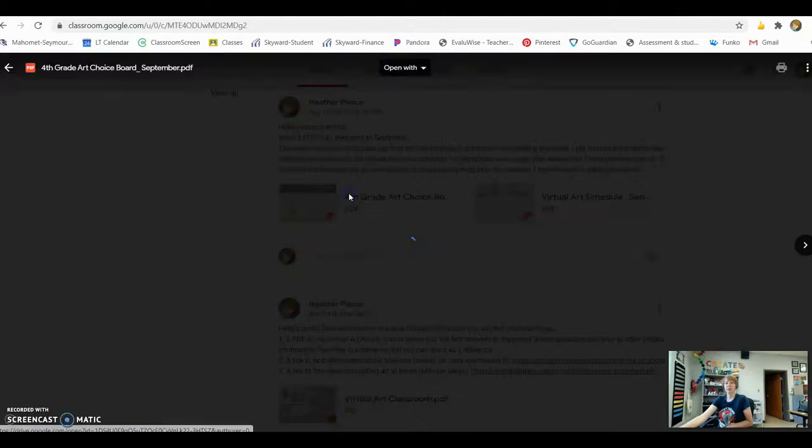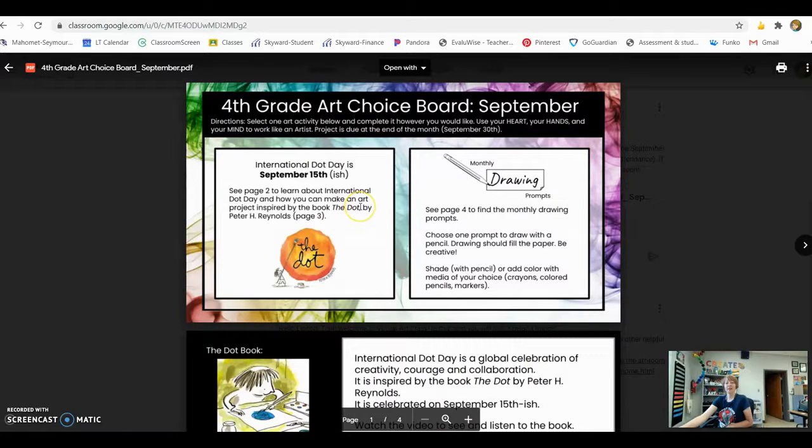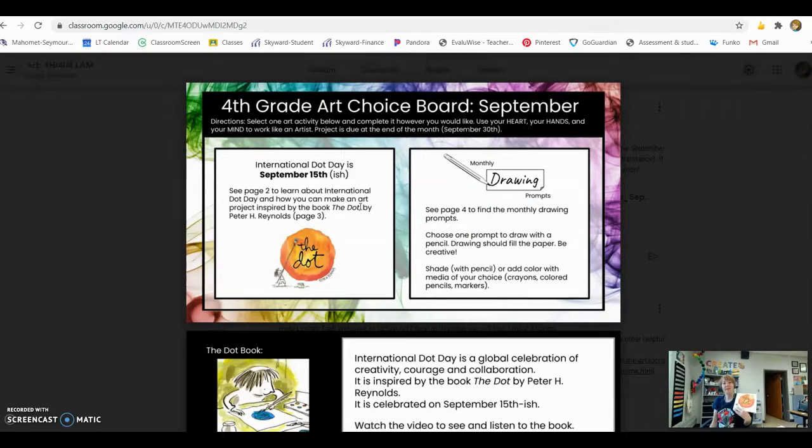For September, you are going to have two different ways that you can make art. The first one is inspired by The Dot. The Dot is one of my favorite books, and if you were at Lincoln Trail for 3rd grade, we started the school year with a Dot Day inspired project last year as well. But this is a book that celebrates creativity, it celebrates courage and collaboration. And those are things that we always celebrate in art class.